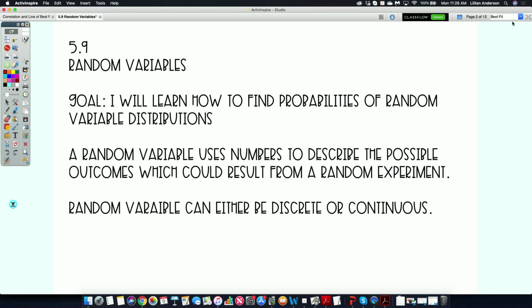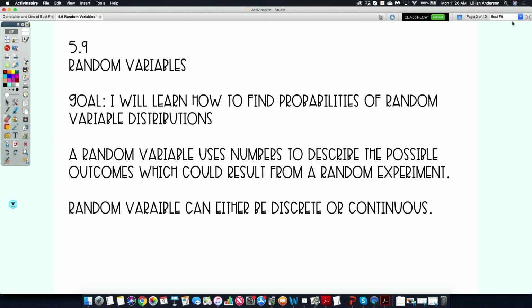Today we're talking about random variables and probability distributions. You are going to learn how to find probabilities of a random variable distribution. If anything, this is more on the applied side when it comes to probability. Some of the same skills of how to write probabilities are going to come in handy here, but you're going to be looking at it over a series of different things.